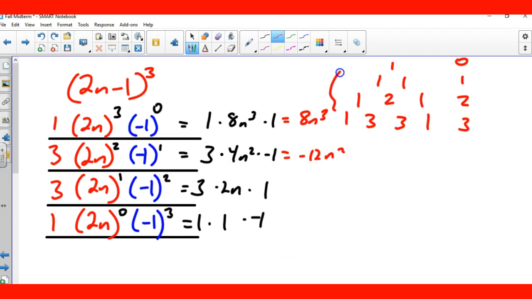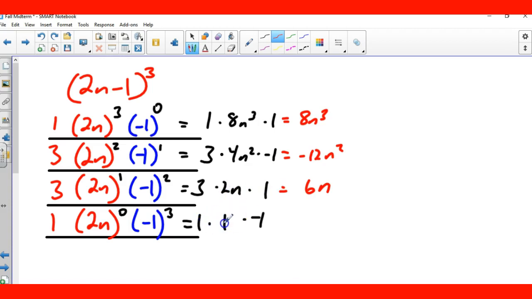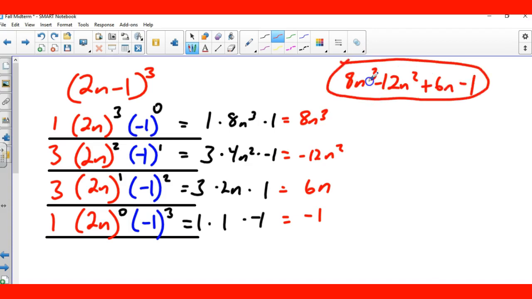Now let me do this because I don't want that to be confusing. Alright. 12n squared, there we go. And then 3 times 2 is 6, 6 times 1 is 6. And then 1 times 1 is 1 times negative 1 is negative 1. There's my polynomial, guys. 8n cubed minus 12n squared plus 6n minus 1. There's our polynomial right there, okay?